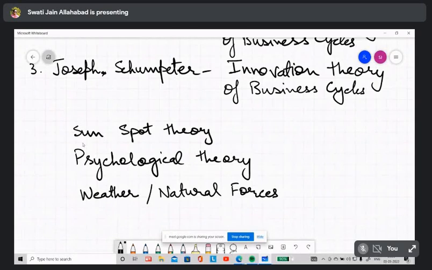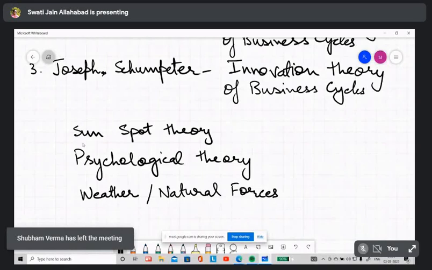Like you have summer and winter. So in some countries, winter is the time period when business takes place. In some countries, summer is the time period when business expands more. Okay, so there are different reasons why business cycles can take place.